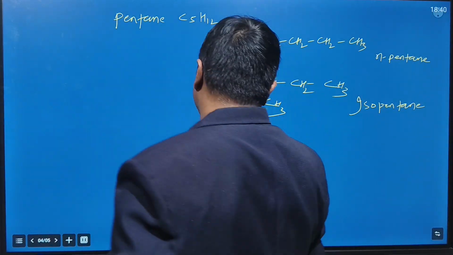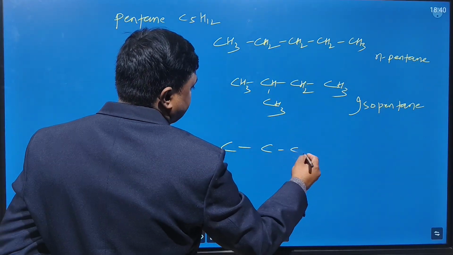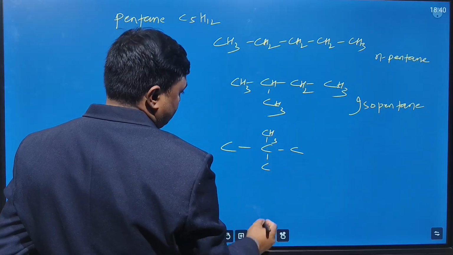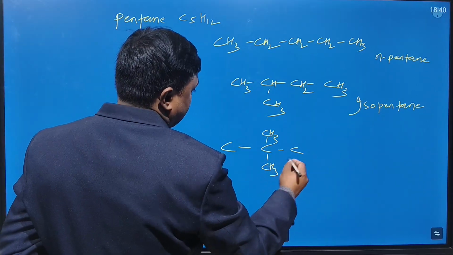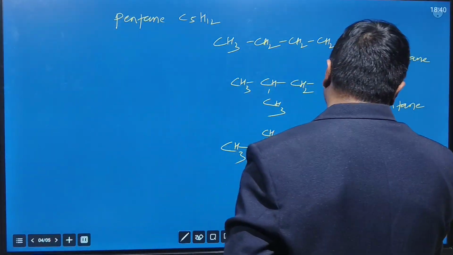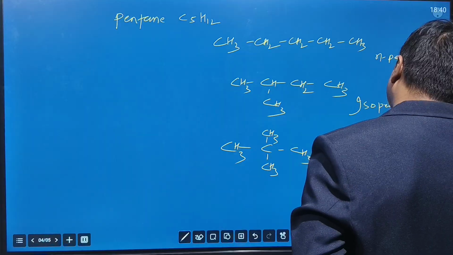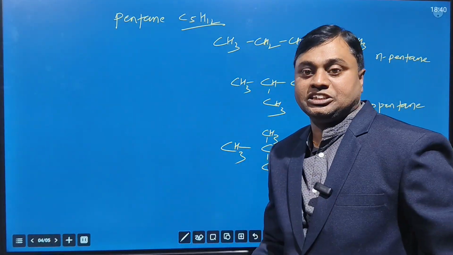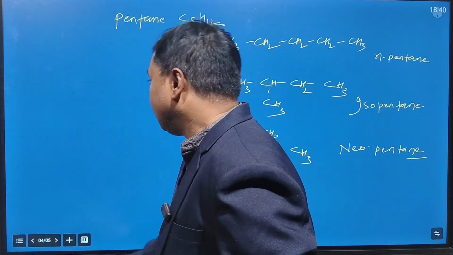And next is neopentane. 3 carbons in a chain, 2 in a branch. So now here CH3, CH3, CH3, CH3. This is called neopentane. So these are the 3 isomers of pentane. All have the same formula but different structures. Yes or no? Next question.